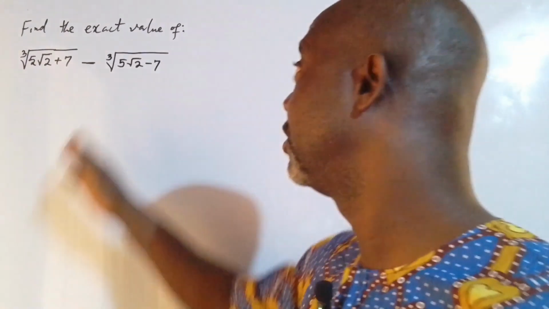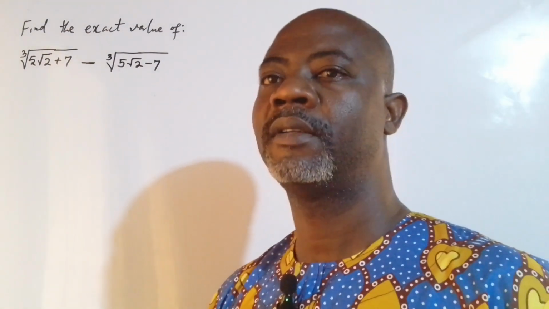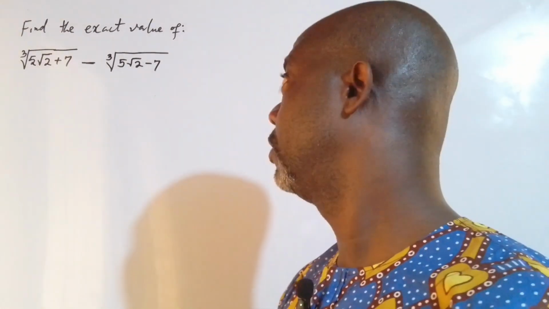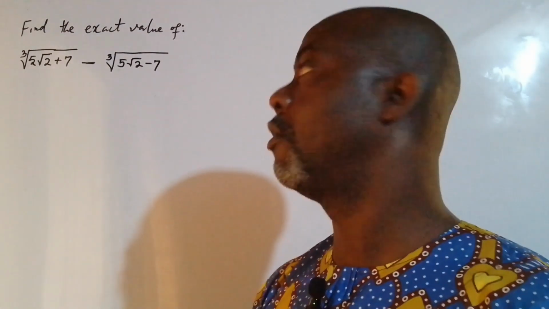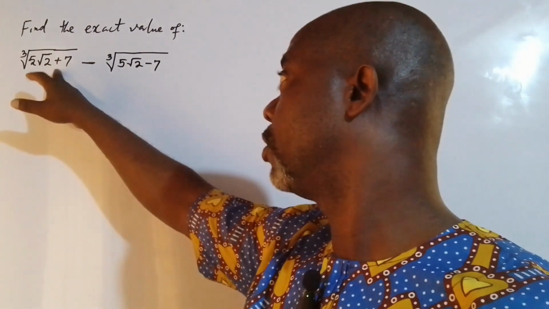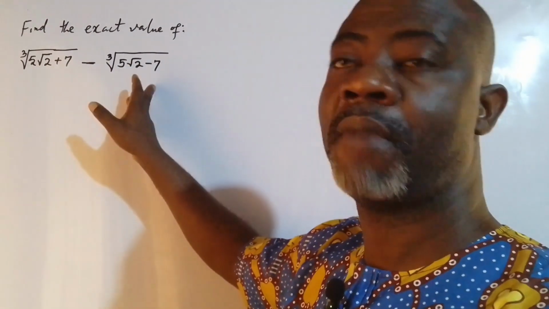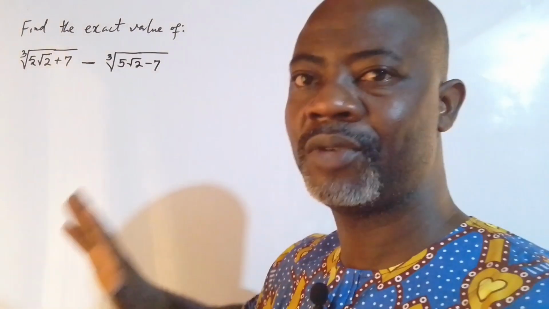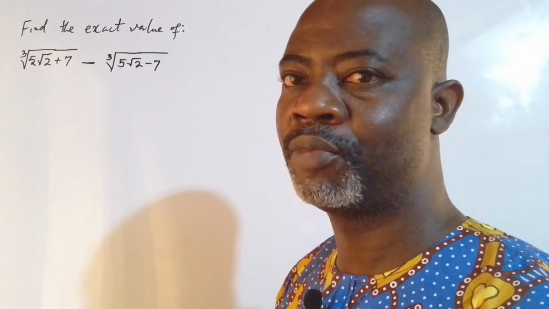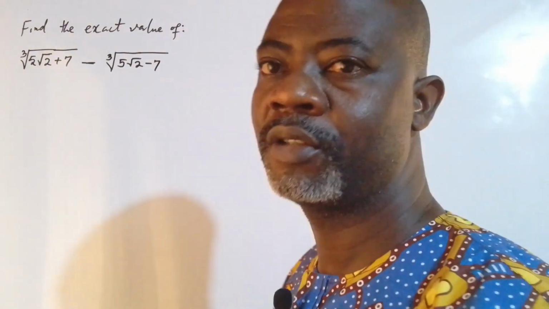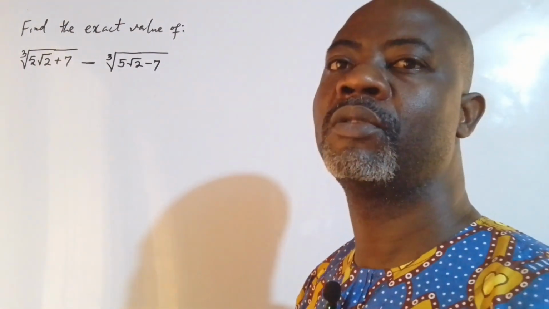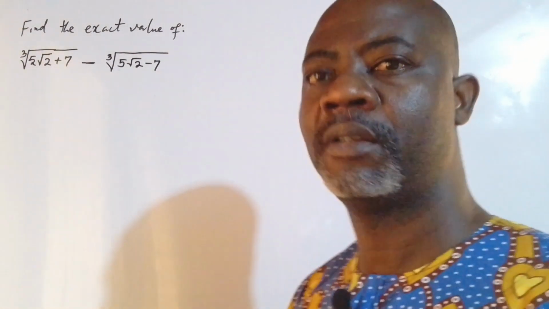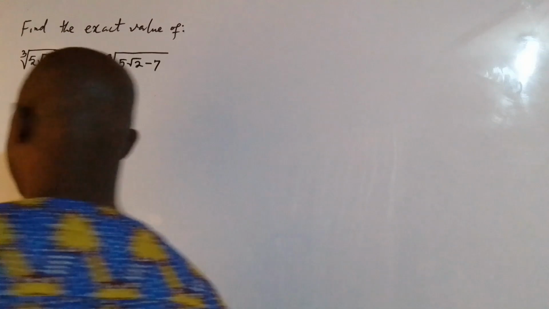Today we have this very interesting radical expression to deal with, and the question is to find the exact value of cube root of 5 root 2 plus 7 minus cube root of 5 root 2 minus 7. So what we're going to do is no calculators, no tables, no approximations, just pure analytical method of doing things as usual in math. Okay, so if you are ready, let's get started.